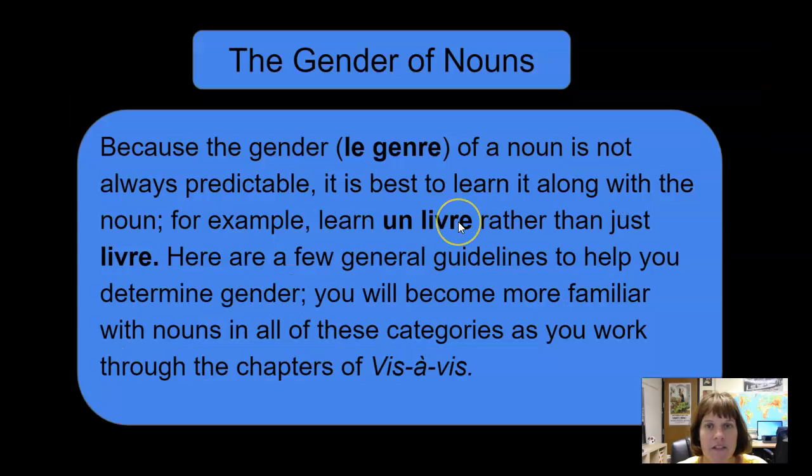Okay. The gender of nouns. Because the gender, le genre, of a noun is not always predictable, it is best to learn it along with the noun. For example, learn un livre rather than just livre. Here are a few general guidelines to help you determine gender. You will become more familiar with nouns in all of these categories as you work through the chapters.